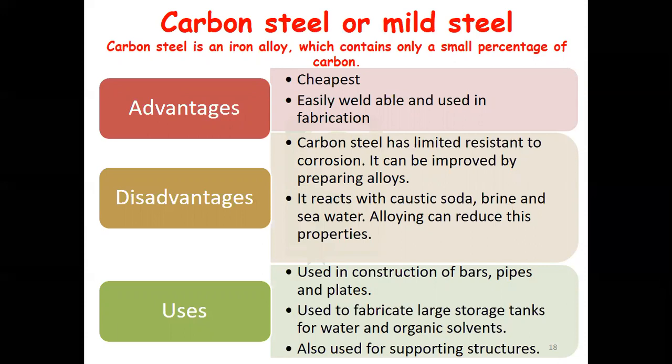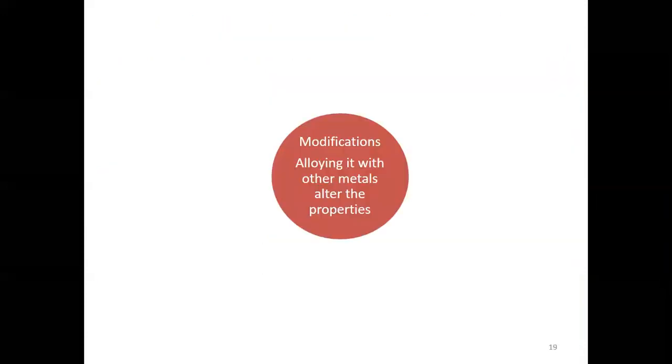It is used to fabricate large storage tanks for water and organic solvents. Also, it is used for supporting structures. Modifications are made by alloying it with other metals, which will alter the properties.